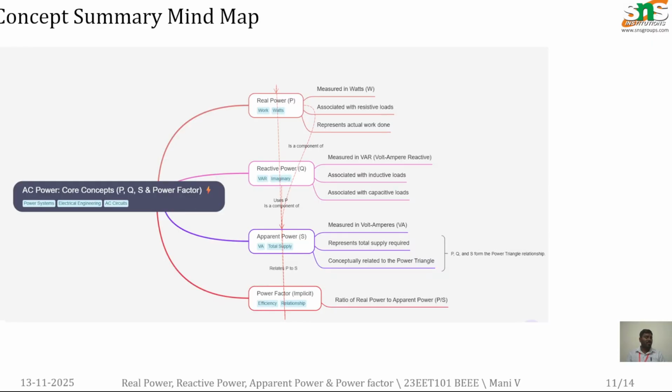And this is a mind map about the various types of power: real power, reactive power, apparent power, and power factor. Real power is measured in watts and associated with a resistive load. It is the actual work done. Reactive power is measured in volt ampere reactive and mainly depends on the inductive load, and it is associated with capacitive load also. Apparent power is measured in volt ampere and represents the total supply, and it is conceptually related to the power triangle. And the power factor is the ratio of real power to apparent power.